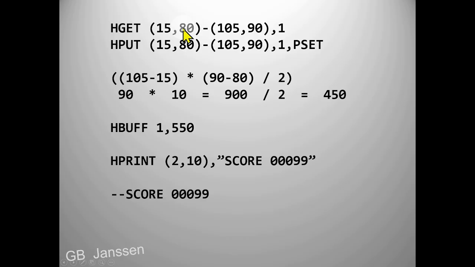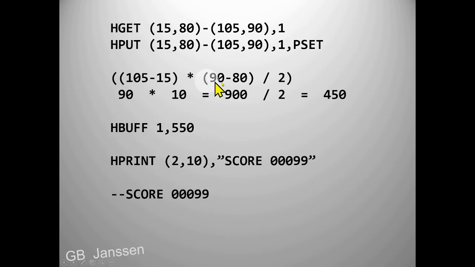HPRINT only uses row and column, and this uses row and column of pixels. So how do we get there? This says row 15, column 80. Start there, which would be just about right here, and go to column 105, row 90, which would be about here. All right, that's the buffer that would be saved when the screen was black.